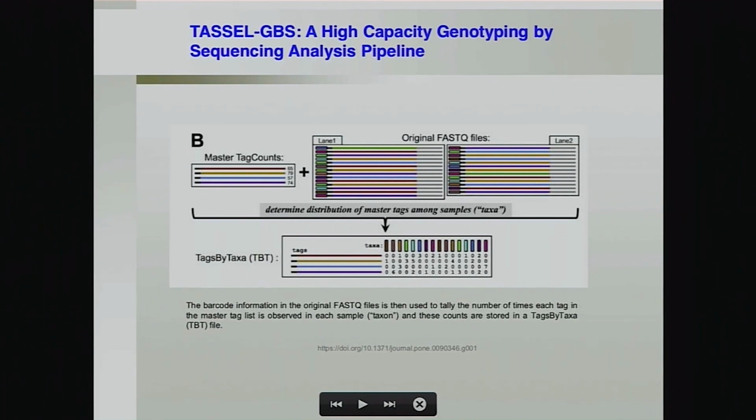For example, this is the first tag count that you found, and you will see if this tag is present in the first accession. Present? No. Present? No. Present? Yes, only one time. Absent, absent, absent. Present 3 times. Present 2 times. Like this. Okay? Next.